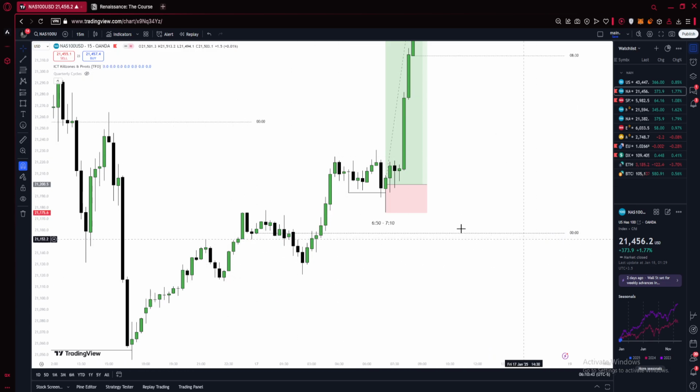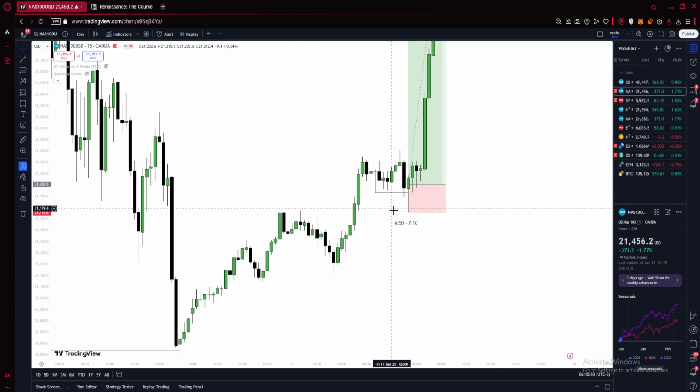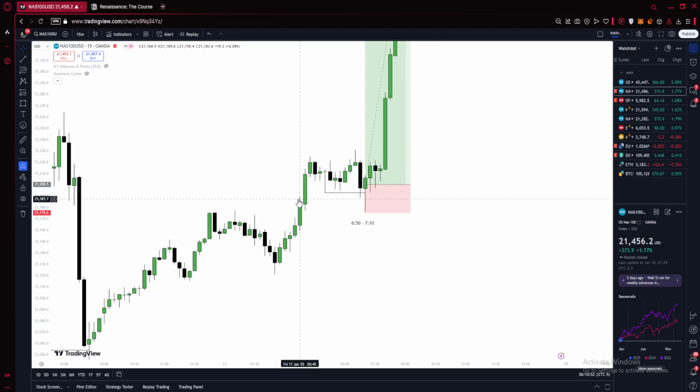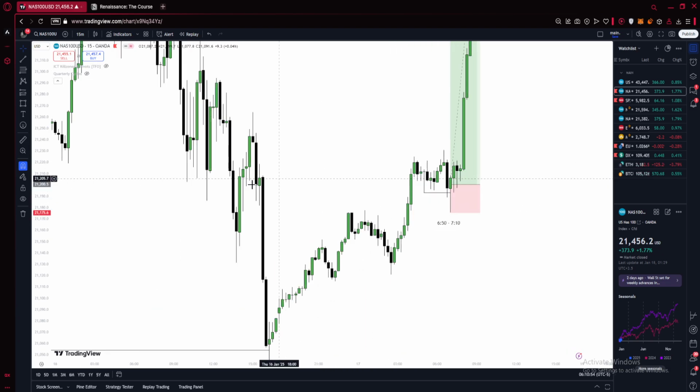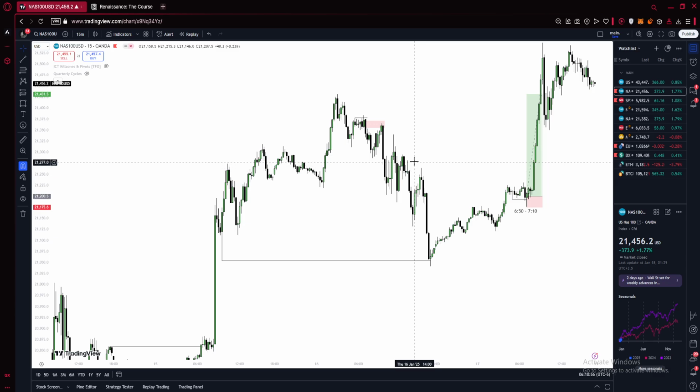Even if you look at it from a true open standpoint, open, high, low, continue higher. We sweep this, continue higher. What other confluences do we have, Pero? We have all this liquidity here.